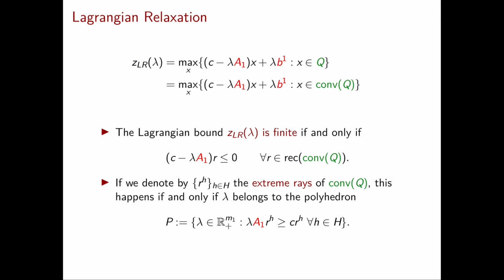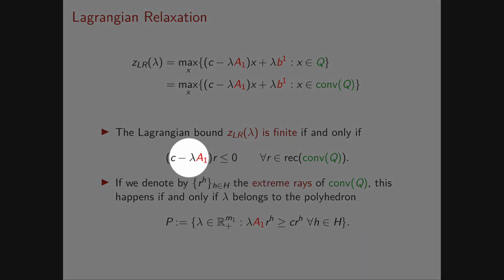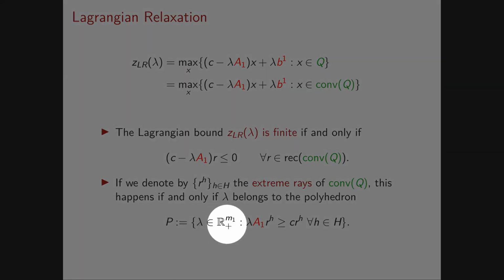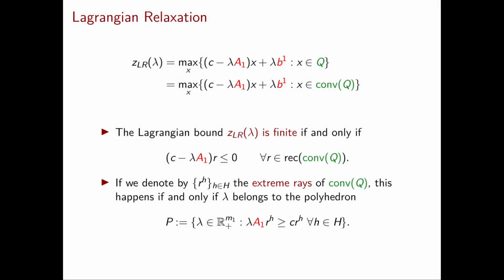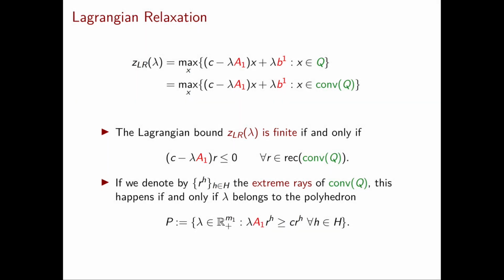In particular, now let's look instead at the extreme rays of the convex hull of Q. Then ZLR lambda is finite if and only if for every such extreme ray this condition holds. So if we substitute in this formula R to be one of these RH, we obtain exactly this inequality, which must hold for every extreme ray. Therefore, the Lagrangian bound is finite if and only if our non-negative multiplier lambda satisfies all these inequalities. And we're gonna denote this polyhedron by a capital P.